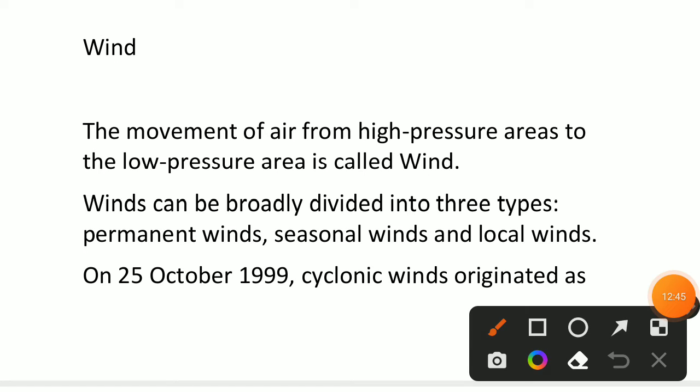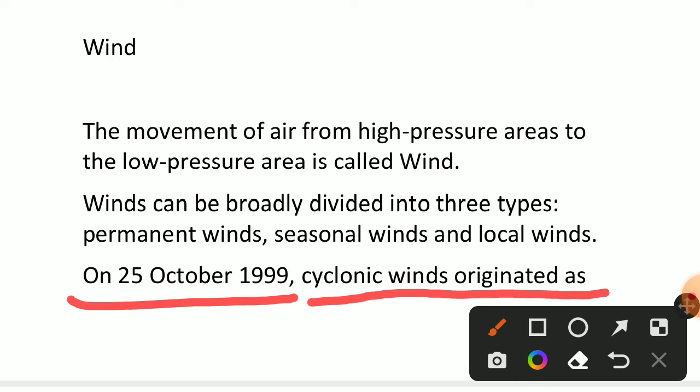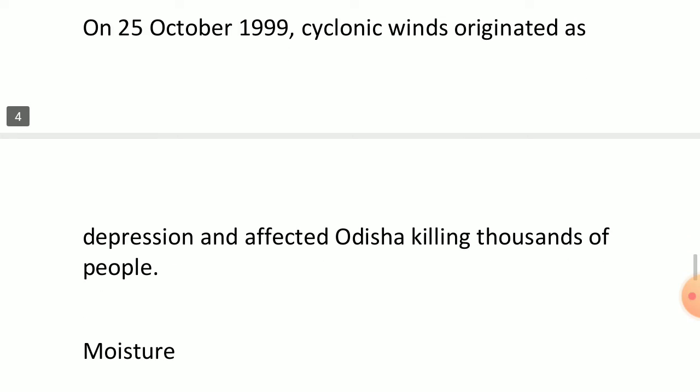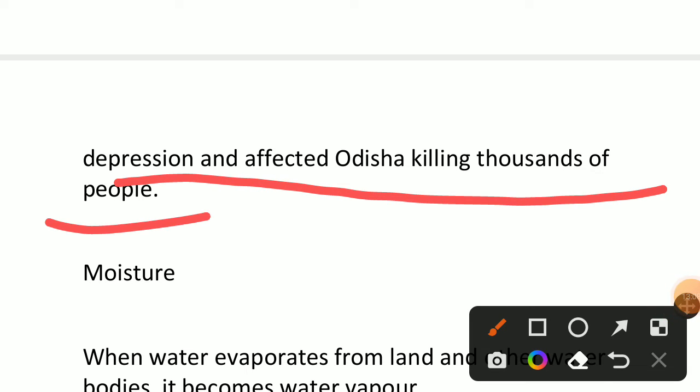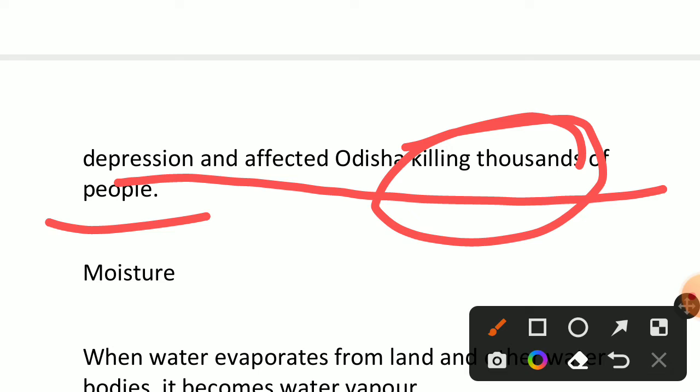Now we are going to see about one event of wind. This happened in 1999, on 25 October. A cyclonic wind originated in the area of Odisha, killing thousands of people. This is an incident of wind. It affected Odisha, killing thousands of people. Very dangerous.